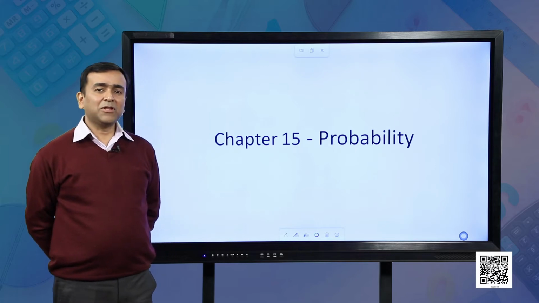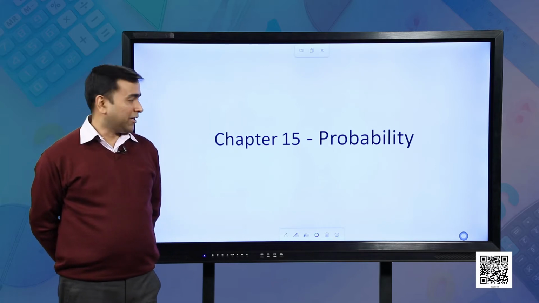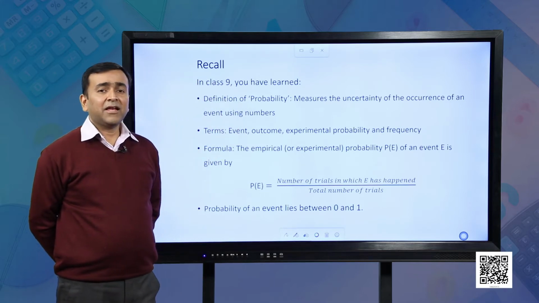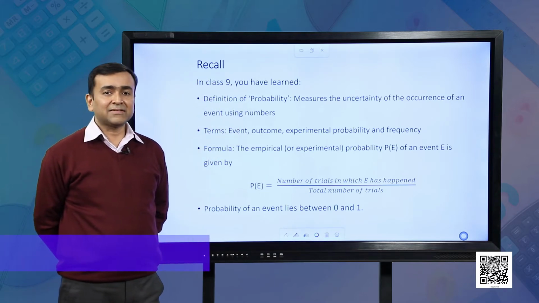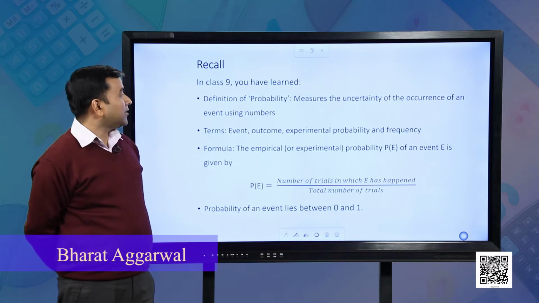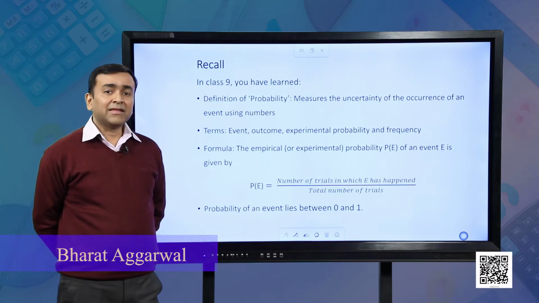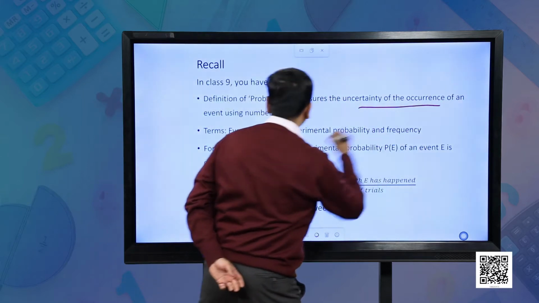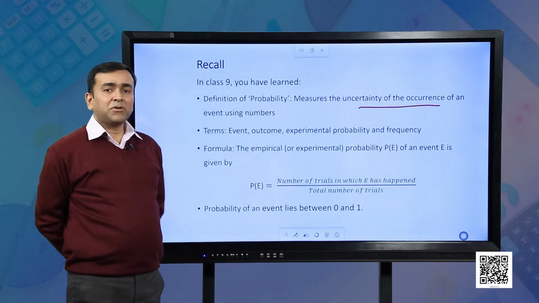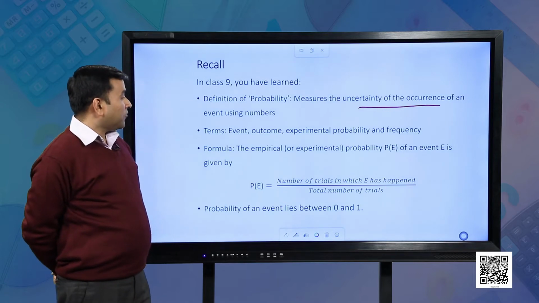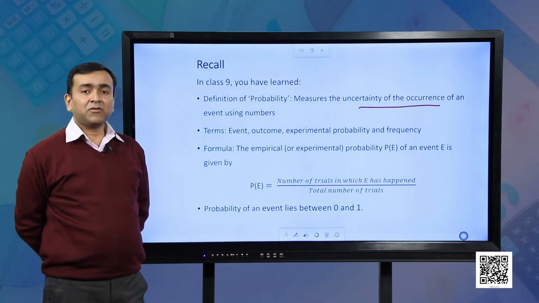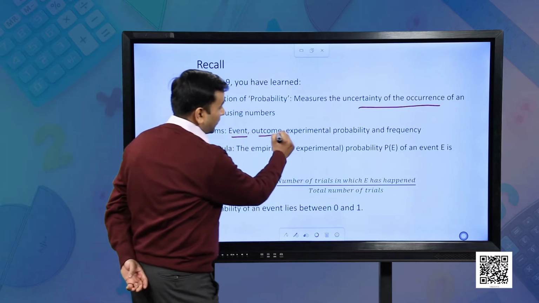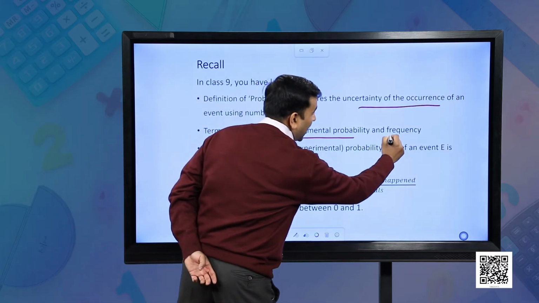Today we will start with a new chapter called probability. But before that, let us recall what we have learned in class 9. We have learnt the definition of probability, that it measures the uncertainty of an occurrence of an event using numbers. Then we have learned some terms associated with probability such as event, outcome, experimental probability and frequency.